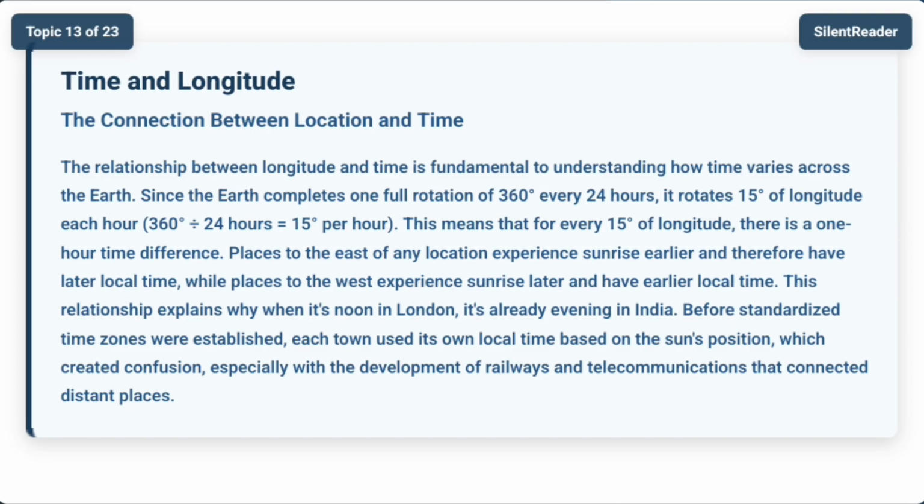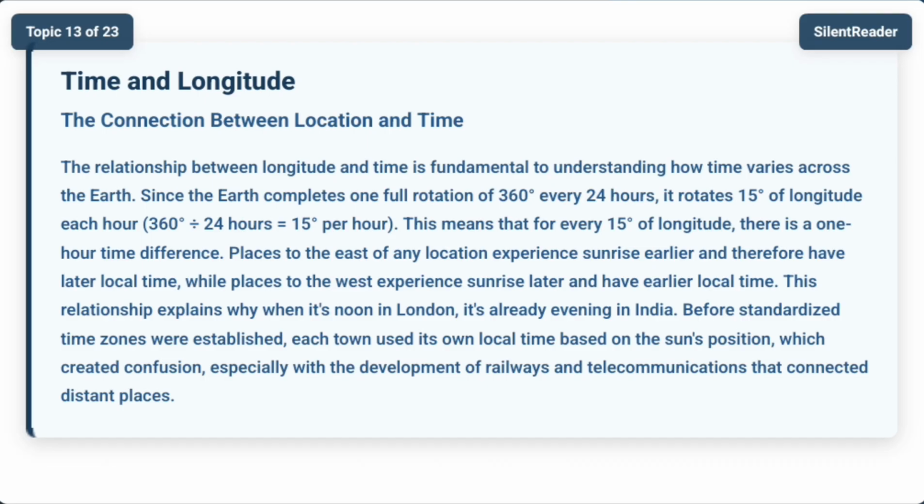Time and longitude. The relationship between longitude and time is fundamental to understanding how time varies across the Earth. Since the Earth completes one full rotation of 360 degrees every 24 hours, it rotates 15 degrees of longitude each hour. 360 degrees divided by 24 hours equals 15 degrees per hour. This means that for every 15 degrees of longitude, there is a 1-hour time difference.